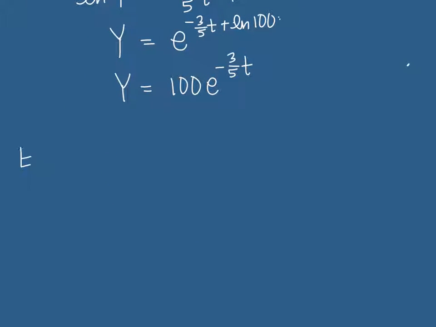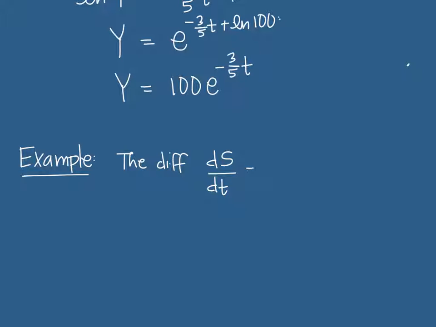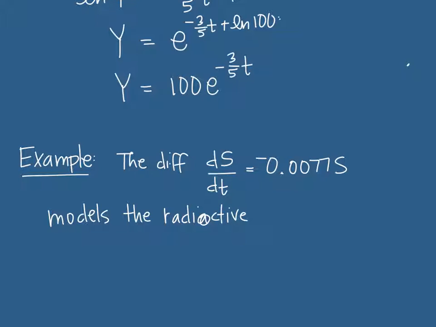All right, last one. Yes, Jerry, you kind of hinted at that. We're going to do a half-life. The differential equation, and I'm going to give it to you, ds/dt equals negative 0.0077 s, models the radioactive decay of samarium-151. I looked it up.